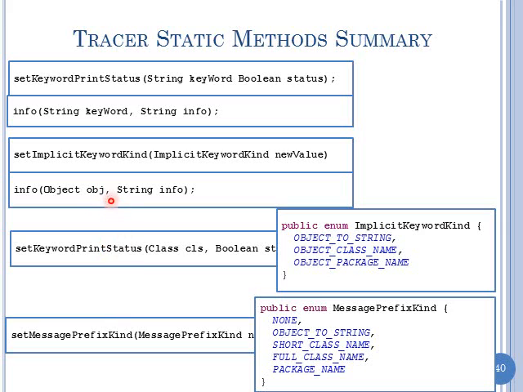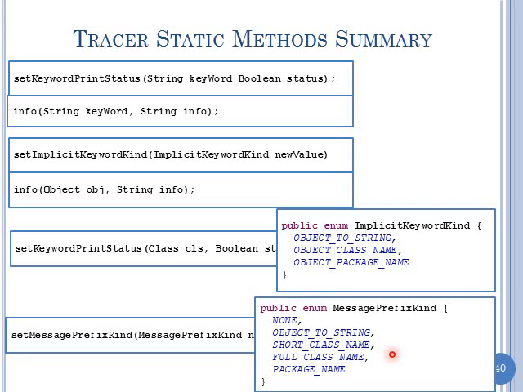So we are in info, and I certainly see the info string. The question is, what else do I see about it? I can see nothing, or I can see the toString of the object, or I can see the class name of the object that was used in the info, or the package name. And that is determined by message prefix kind. Okay, so what information do I see about an event and which events I see?